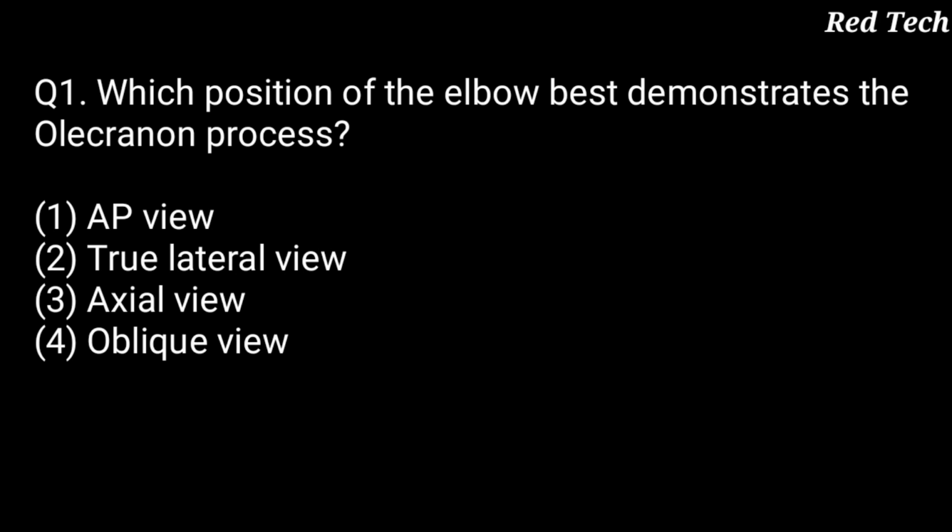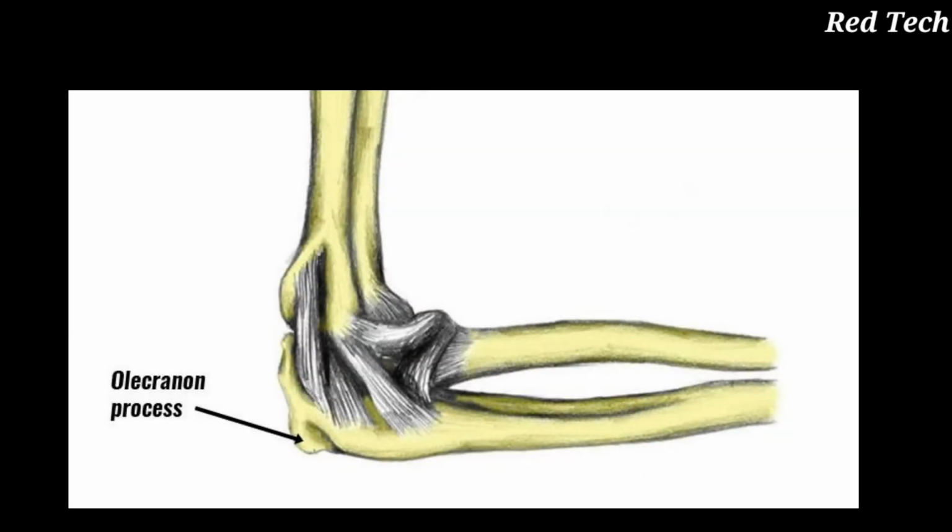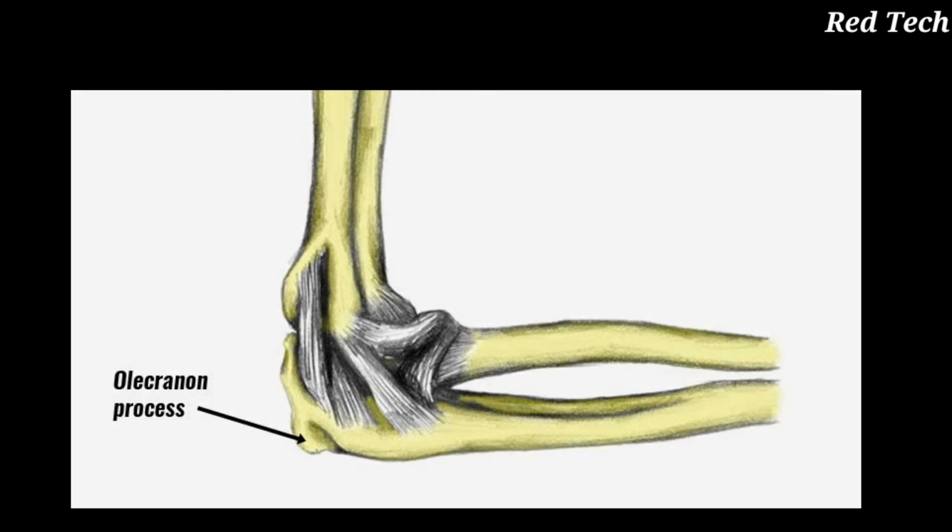Which position of the elbow best demonstrates the olecranon process? Option A is AP view, option 2 is true lateral view, option 3 is axial view, or option 4 is oblique view. So you must know the position which shows the olecranon process of the elbow. The right answer will be option number 2, meaning true lateral view. The true lateral view of the elbow best demonstrates the olecranon process. Here you can see the olecranon process in the diagram also.